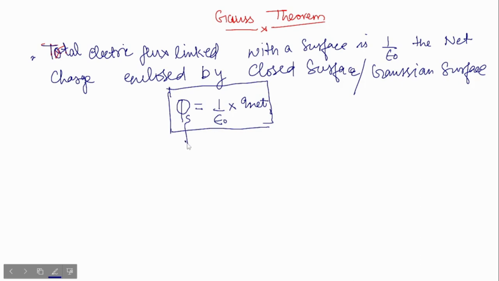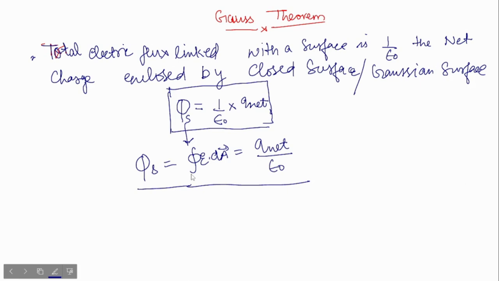And we know that electric flux linked with the surface is E dot dA, and if it is a closed surface, this circle will come on the integration. I have told you this notation in previous videos. So this is the whole mathematical expression for the Gauss law. Now you need to write some important points regarding Gauss law.